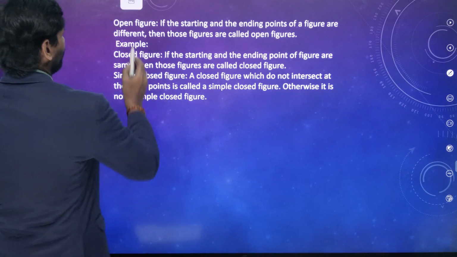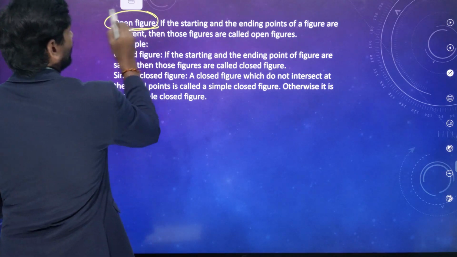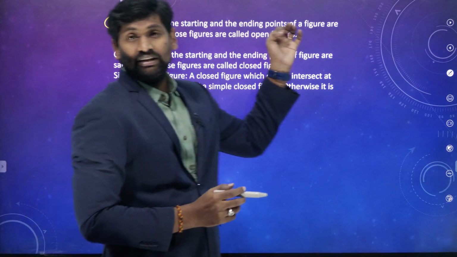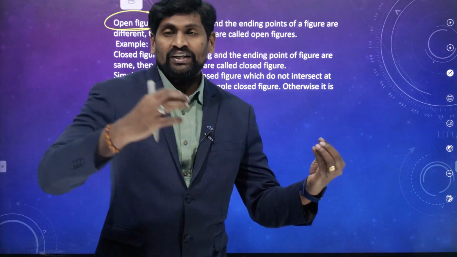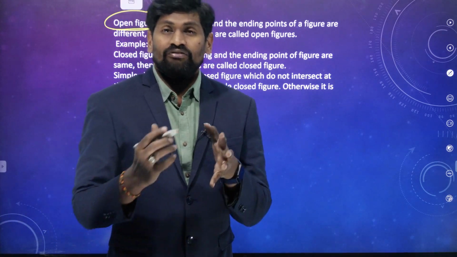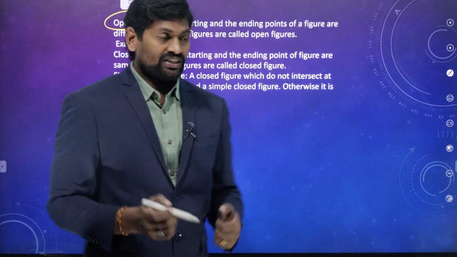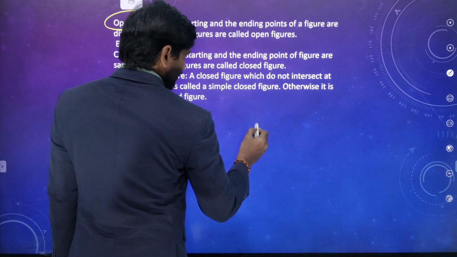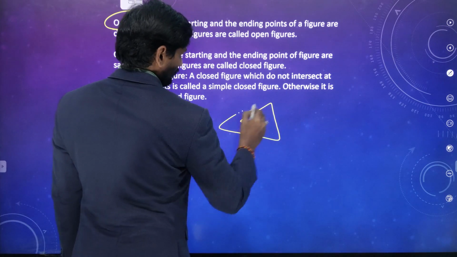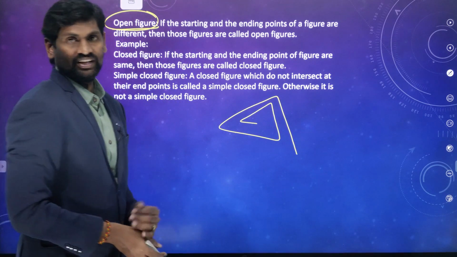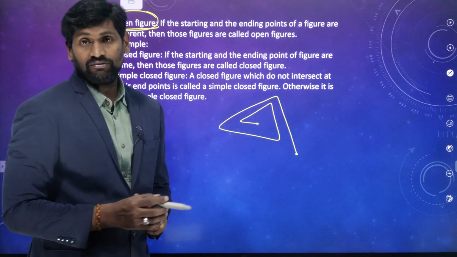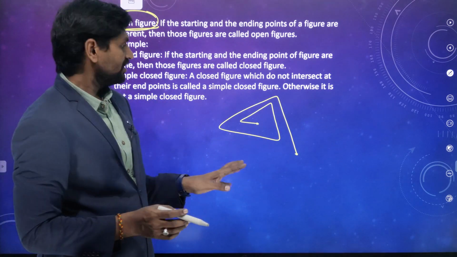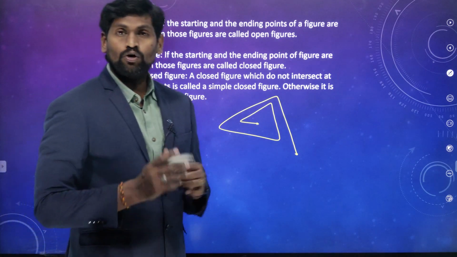Now coming to open figures. If you take any figure whose starting point and ending point are different, we can call it an open figure. For example, if I draw a diagram like this, yes, it is an open figure. The starting point and the ending point are both different. Such types of figures are called open figures.